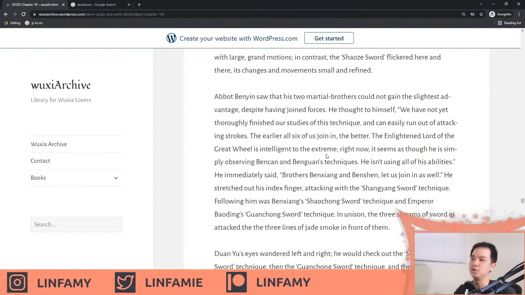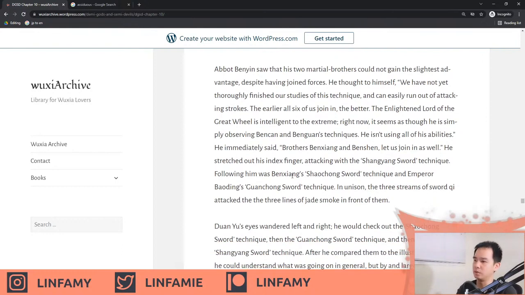Abbot Bunyin saw that his 2 martial brothers could not gain the slightest advantage, despite having joined forces. He thought to himself, "We have not yet thoroughly finished our studies of this technique, and can easily run out of attacking strokes. The earlier all 6 of us join in, the better. The enlightened lord of the great will is intelligent to the extreme. Right now, it seems as though he is simply observing Bunsan and Bun Guan's techniques. He isn't using all of his abilities." He immediately said, "Brothers Bunxiang and Bunshan, let us join in as well."